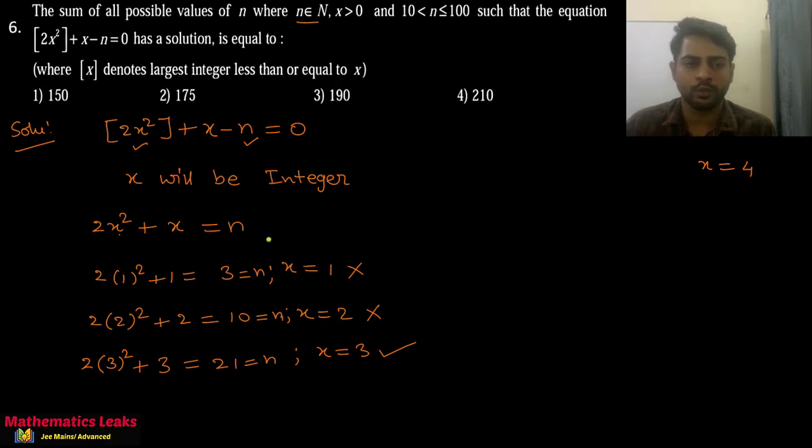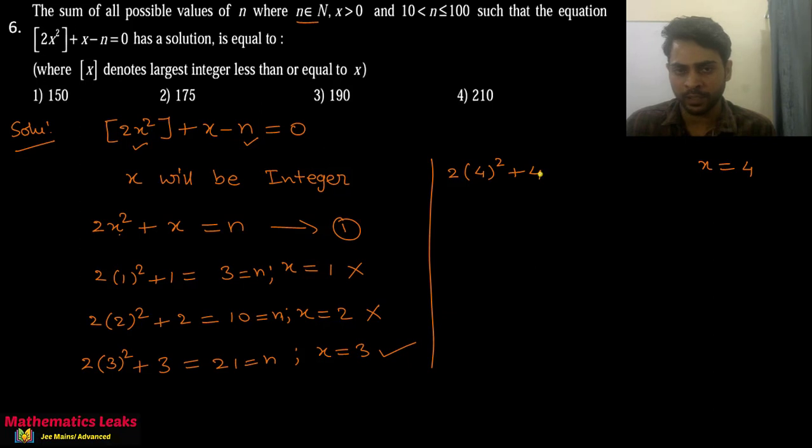So similarly if you will check for x equals 4. So x equals 4, when we put it in this equation, let's suppose this equation is equation number 1, we will get here 2 into 4 square plus 4 is equal to n. So its calculated value you can see is coming here 16 times 2 is 32 plus 4, 36. So n is equal to 36 which is acceptable in between 10 to 100. So x equals 4 is also acceptable.